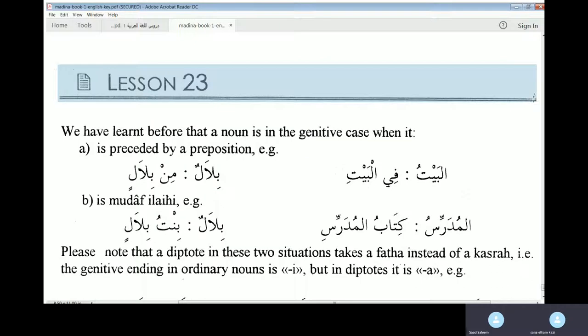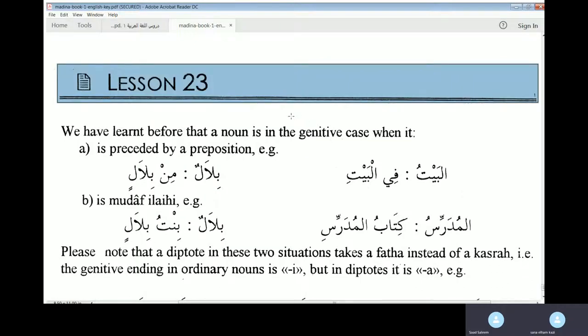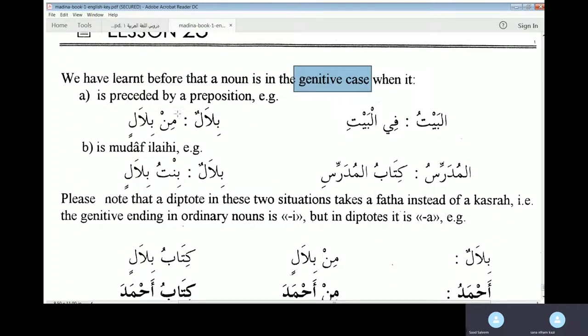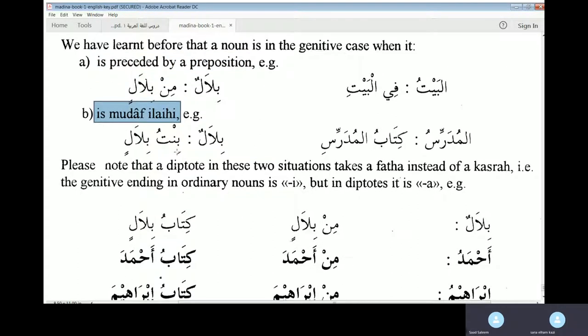We have learned before that a noun is in the genitive case when it is preceded by a preposition. Example, biladun, min biladin. Because of min, it becomes majrur. Al baytu and fil bayti. And when it is mudaf, example, bilalun, bintu bilalin, daughter of Bilal. And al-mudarrisu, kitabul mudarrisi, the book of the teacher.